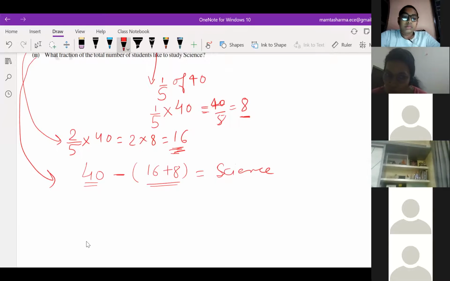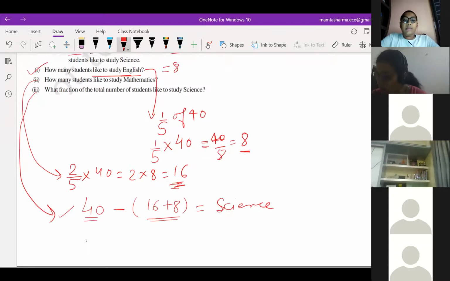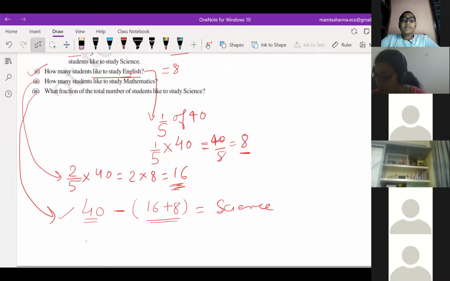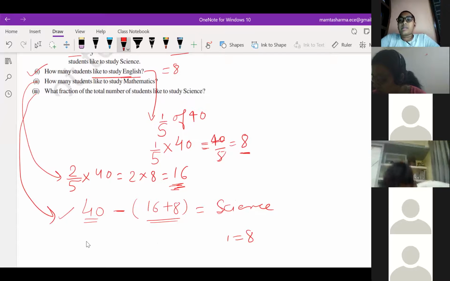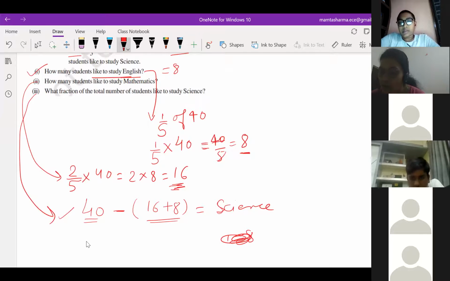Ma'am, can I say how I got the answer? So there may be two possibilities. Either you have done it from this method or the other way. Ma'am, simply, 1 is equal to 8, so 8 into 2 is 16. Ma'am, 1 is equal to 8, right? No, no, no. Don't say this. This statement is wrong. 1 cannot be equal to 8.